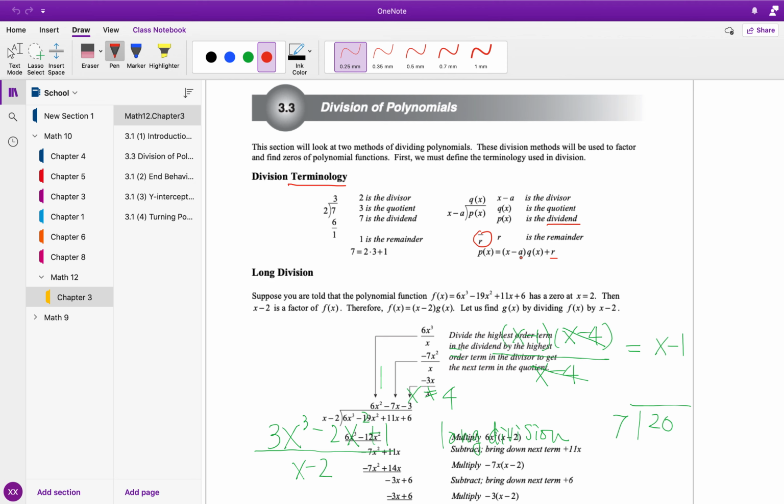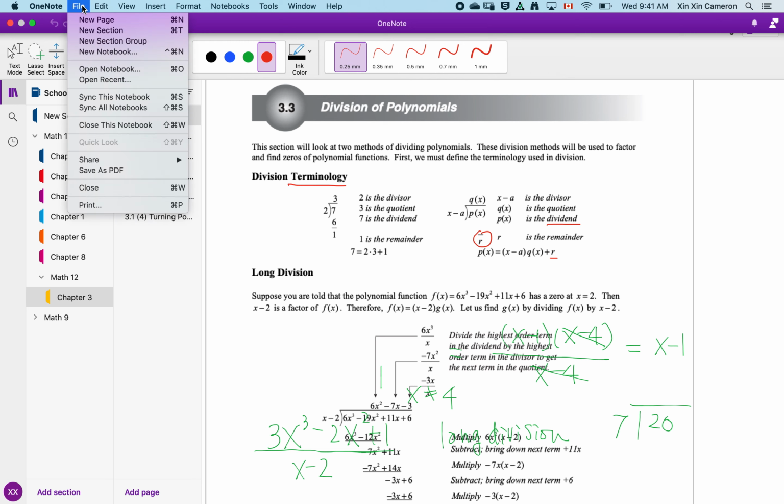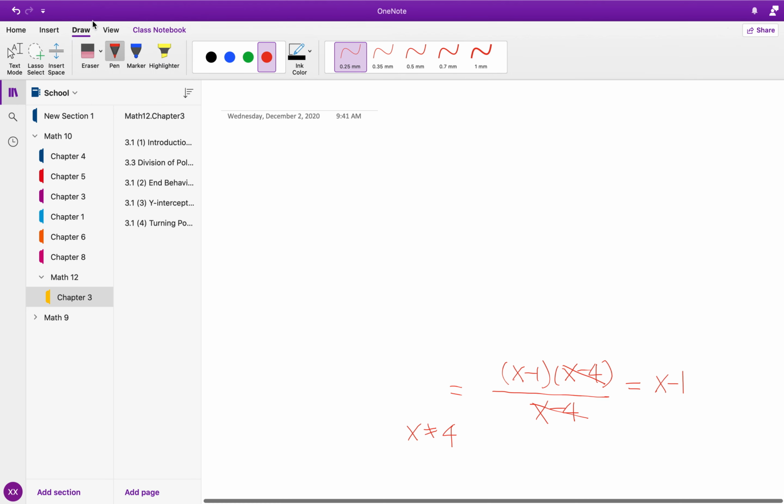Sorry. So let's take a look at how we can do the division. So let me, can I start a new page? Okay, I'll start a new page.